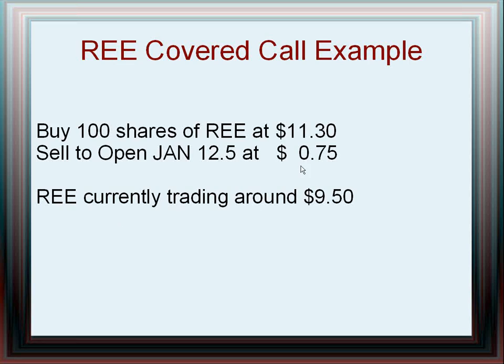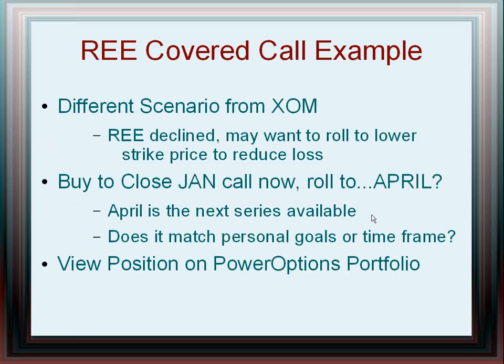Now, rare earth elements dropped shortly after that. It's currently trading at about $9.50. So it's a different scenario. It's declined, and you may look to hedge some of the loss you've taken on the stock by rolling the 12.5 call for January down. That's another important point, I'm sorry, this is the January call. It was sold further out in time in mid-December.